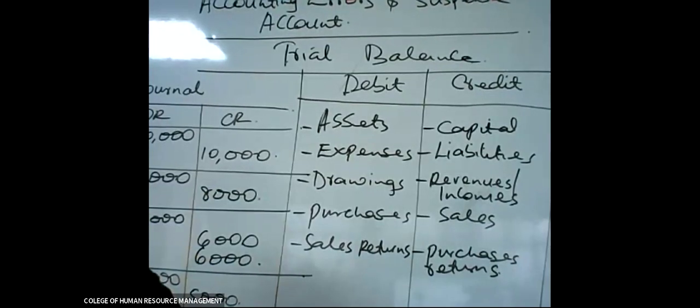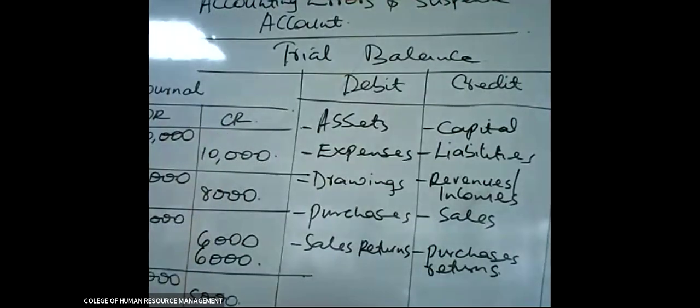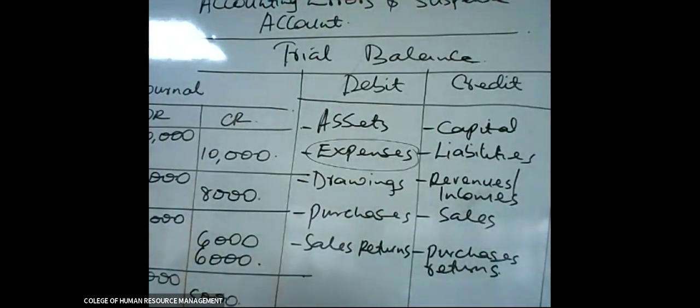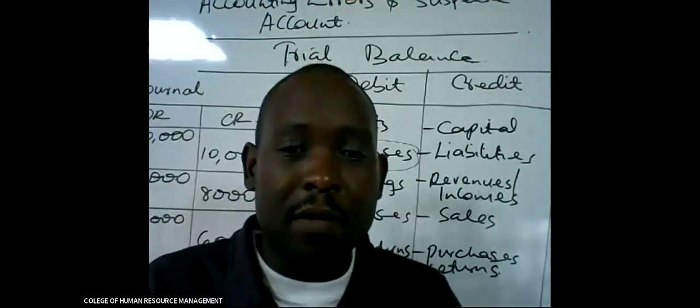Could you clarify on the carriage inwards and the carriage outwards, how they apply on this table? They are costs. We are going to treat them as expenses. Both of them? Yes, all of them, because we are the ones who are incurring both.